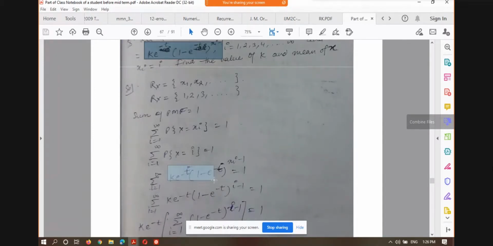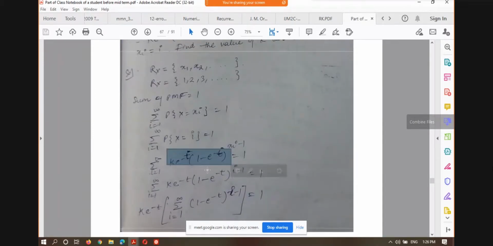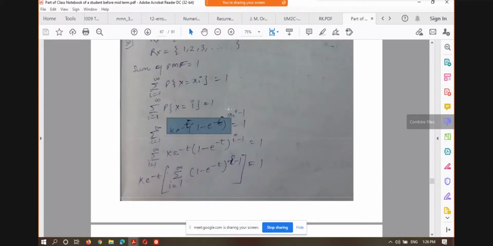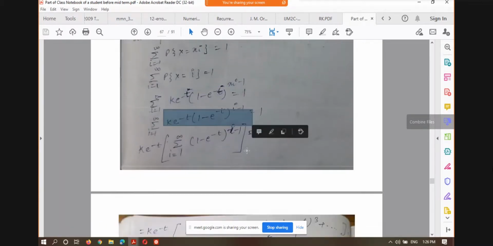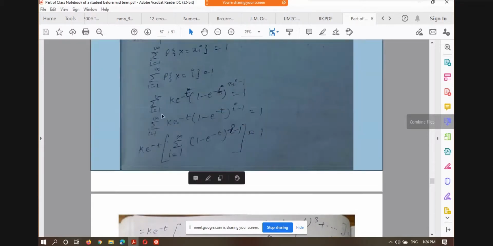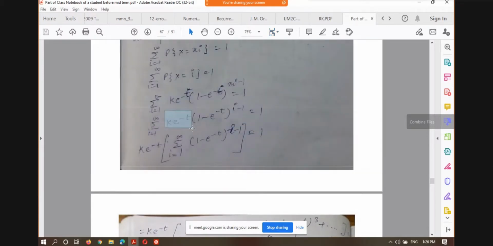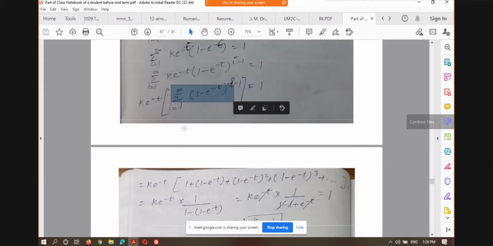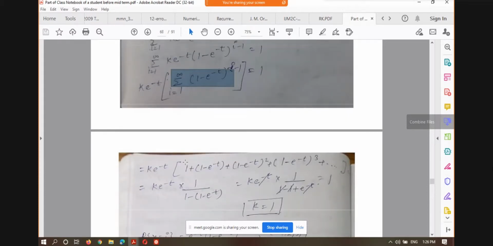After substitution we are getting k e raised to power minus t, times 1 minus e raised to power minus t, raised to power xi minus 1. But xi is actually i in this particular case, so it will be like this. And then this k and this e raised to power minus t are independent of the index of this summation, so they will be out. And finally, you are having this one. And then the summation can be expanded like this: 1 minus this, squared, and whole cubed, like this up to infinity, and equal to 1.